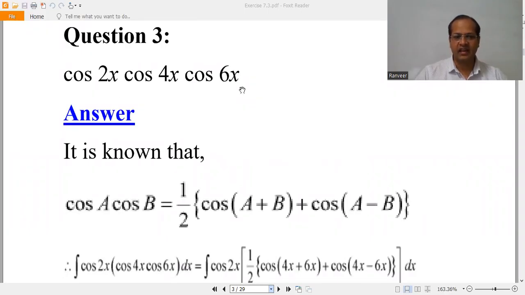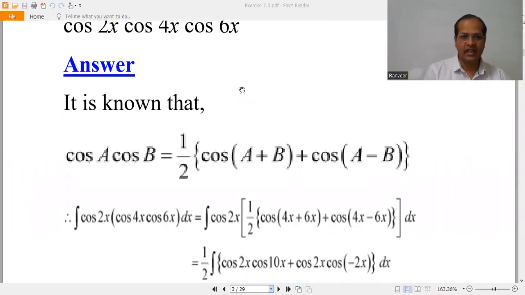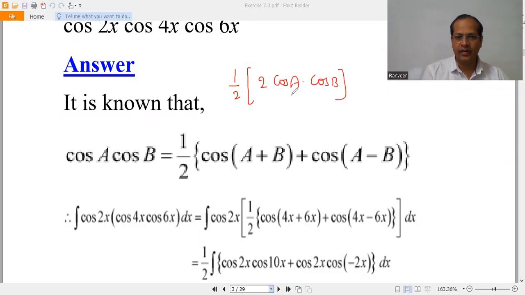Now similarly, cos 2x, cos 4x, cos 6x. Here, cos a into cos b, first we have to convert by multiplying and dividing by 2. The direct formula is this. So here we write cos 2x outside first, and for these two terms we first convert into the formula. So we write cos 4x plus 6x, cos 4x minus 6x.